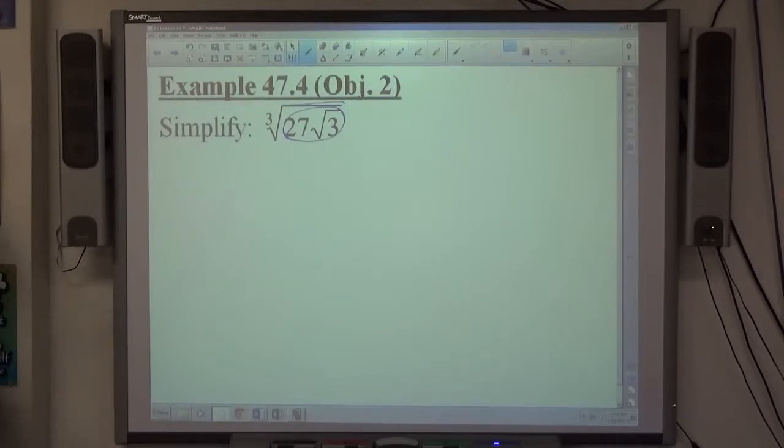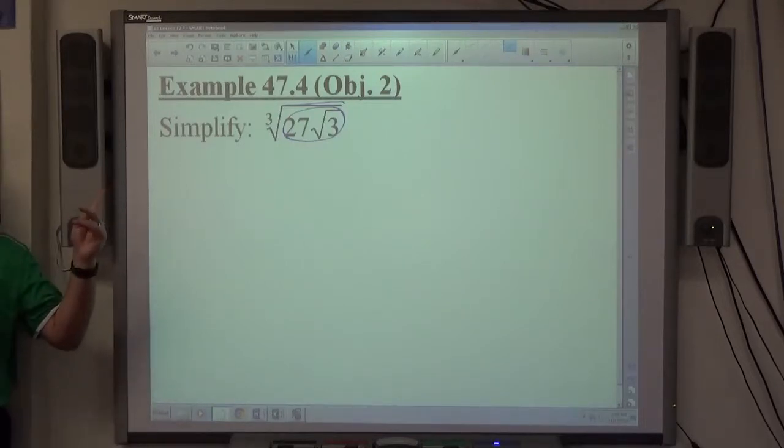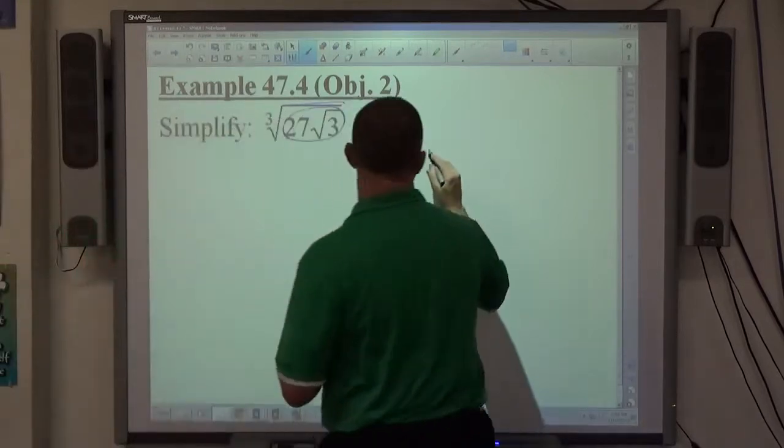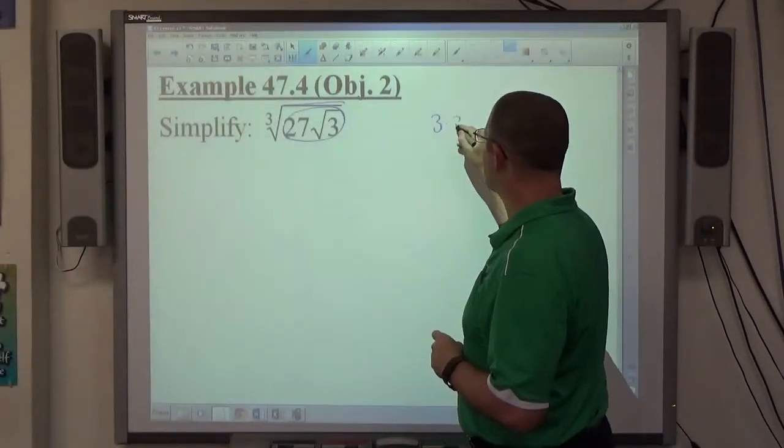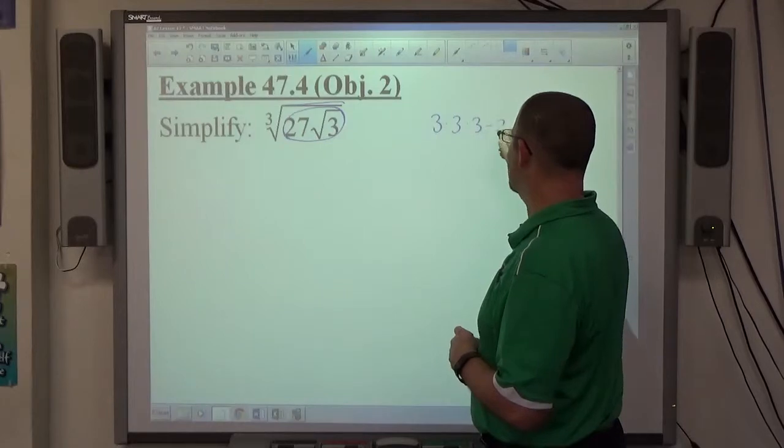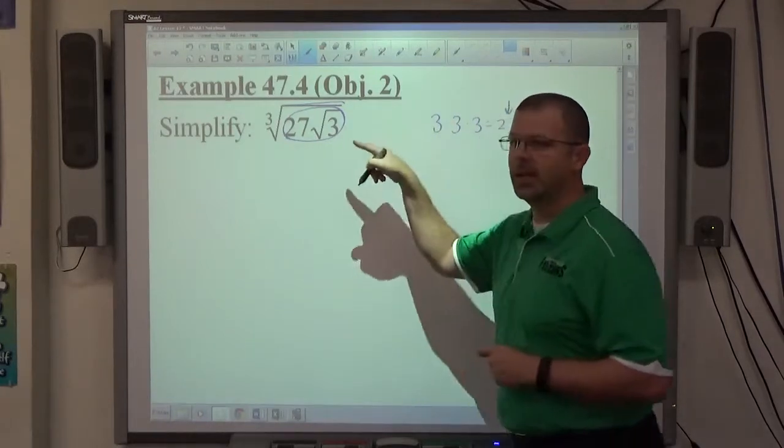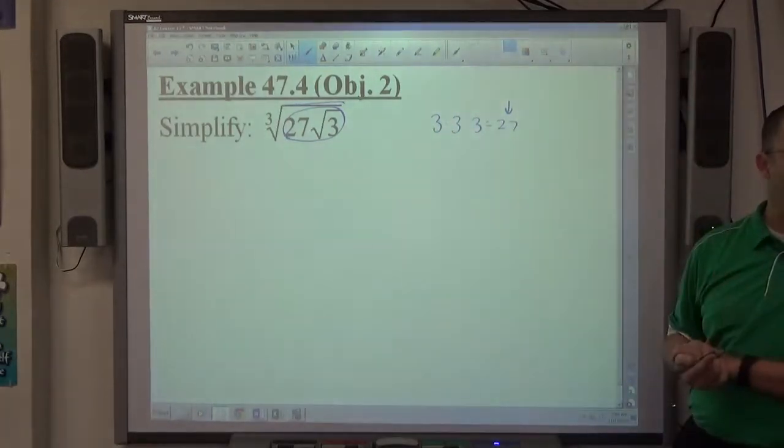Anyway, before on 46, those numbers 27 and 3 were actually 3 and 3. They're the same number, and that is key. They have to be the same number, and they aren't here. But if we consider 3 times 3 is 9, times 3 again is 27, the number that isn't 3 can be made to be 3 to a power.